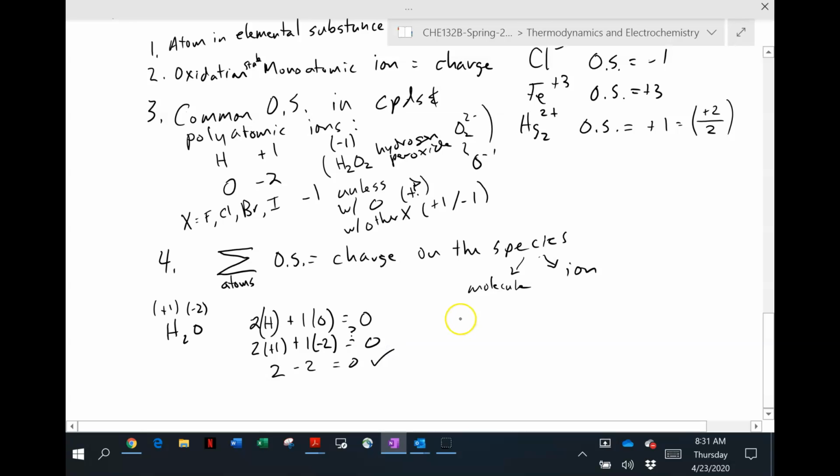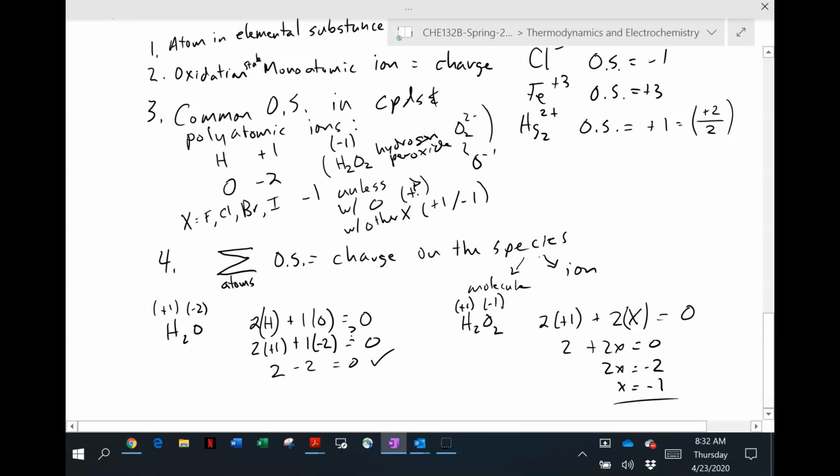If we look at hydrogen peroxide that we mentioned before, H2O2, now if I have 2 times plus 1 for the hydrogen, plus 2 times, I'm going to call it X for the oxygen, if that's got to be equal to 0, then we say, well, that's 2 plus 2X equals 0, so 2X is minus 2, so X is minus 1. This is the oxidation state of oxygen.